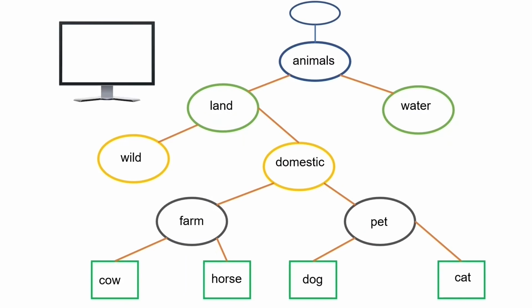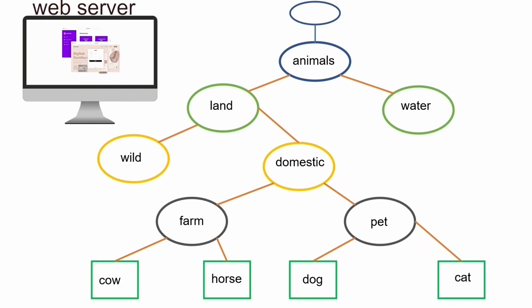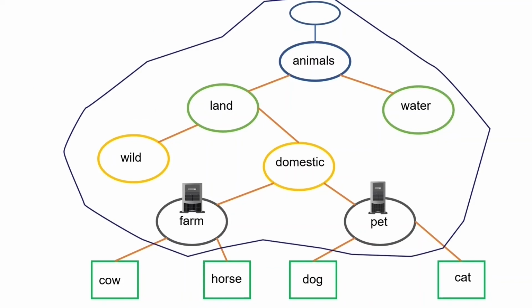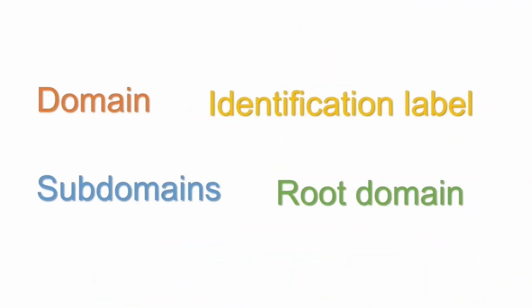A host is a node that runs a service. It gets its name from the service it runs. For example, if a host runs a web service, it is called the web server. If a host runs the DNS service, it is called the DNS server or name server. A name server runs the DNS service and provides answers to DNS queries. In this example, farm, pet, wild, domestic, land, water, animals, and root are examples of name servers.